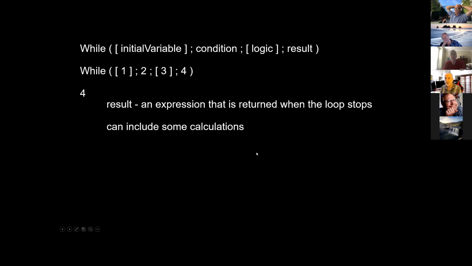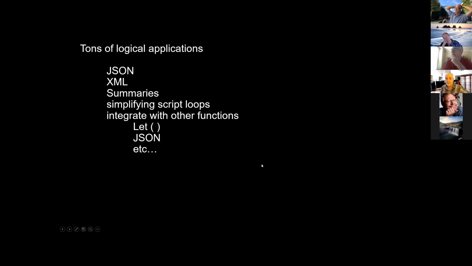And number 4 is the result, an expression that is returned when the loop stops. And it can include calculations. So the result isn't just simply whatever the logic dumps out. You can take that and do whatever you want with it at the end. So a lot of times you might do a substitute or an addition of some sort. Trim 4. Trim 4, obviously, yes. So that's the basic 4 steps.